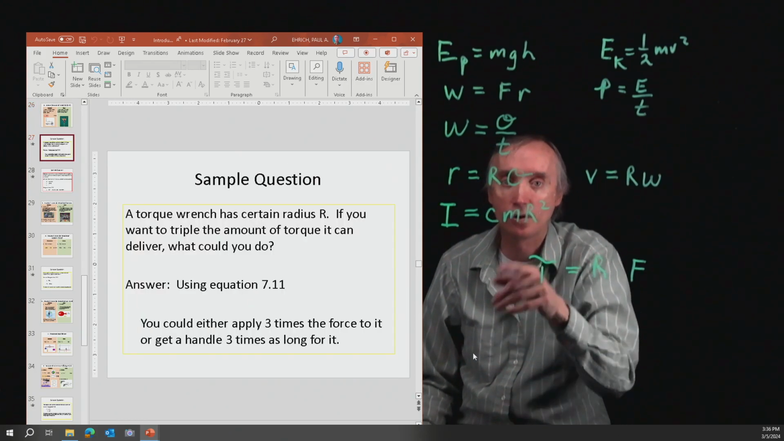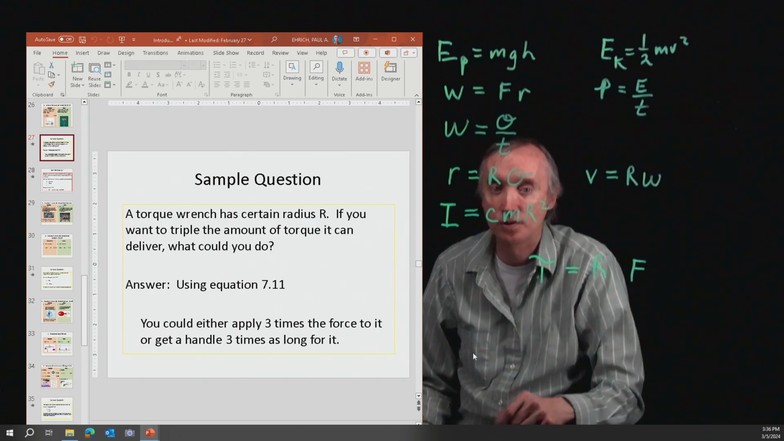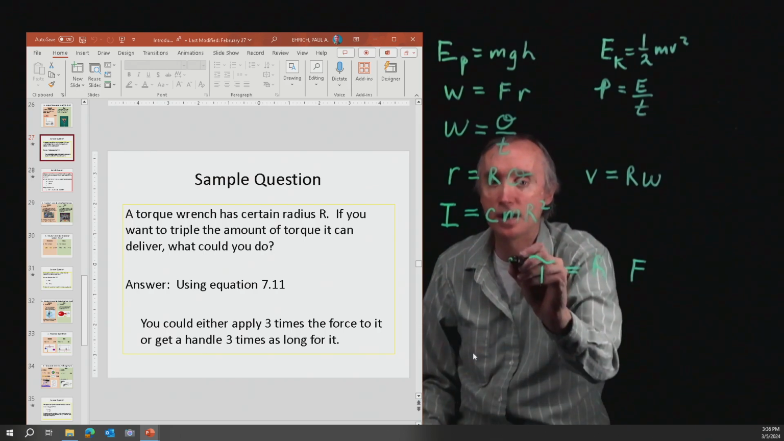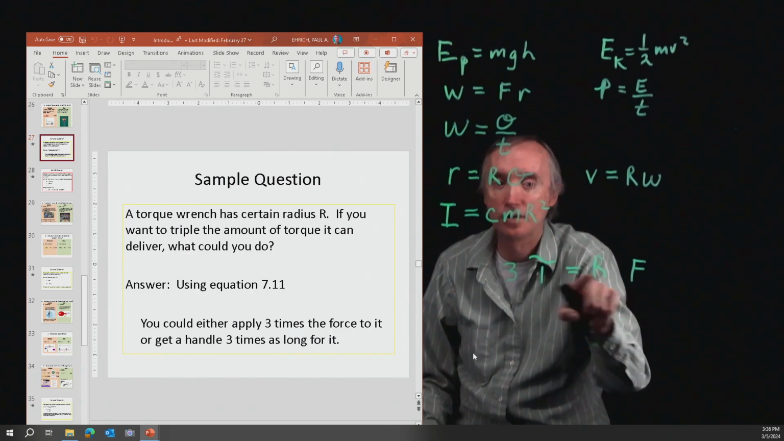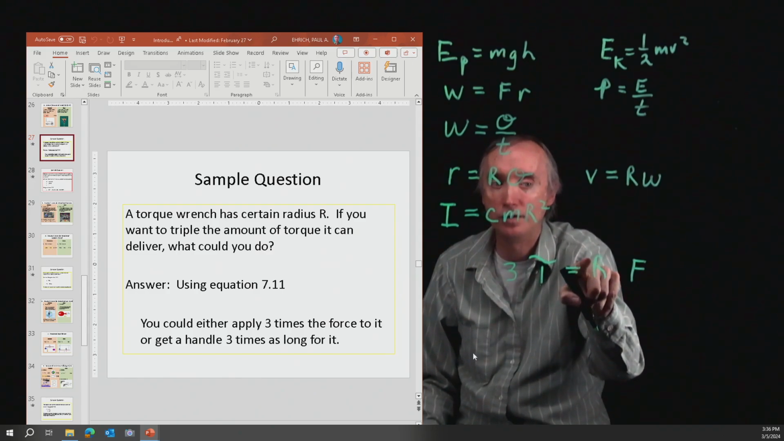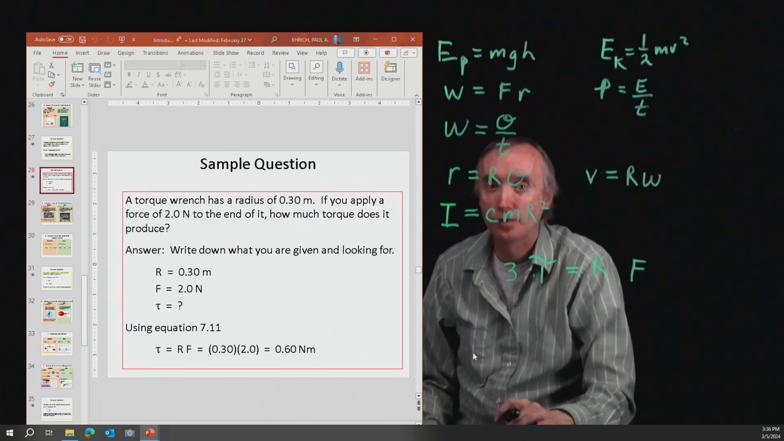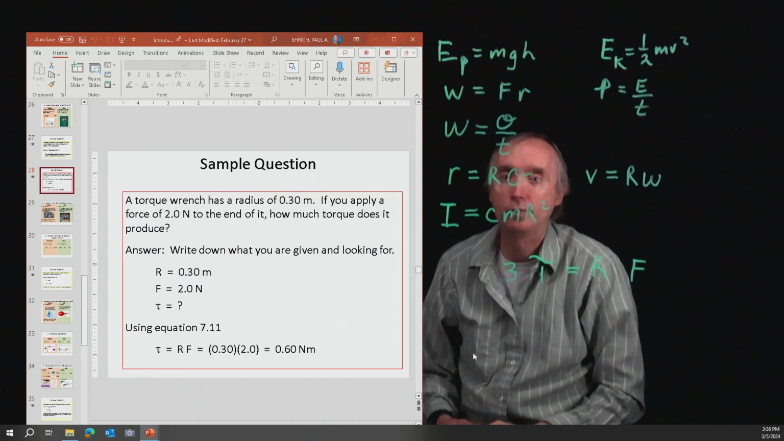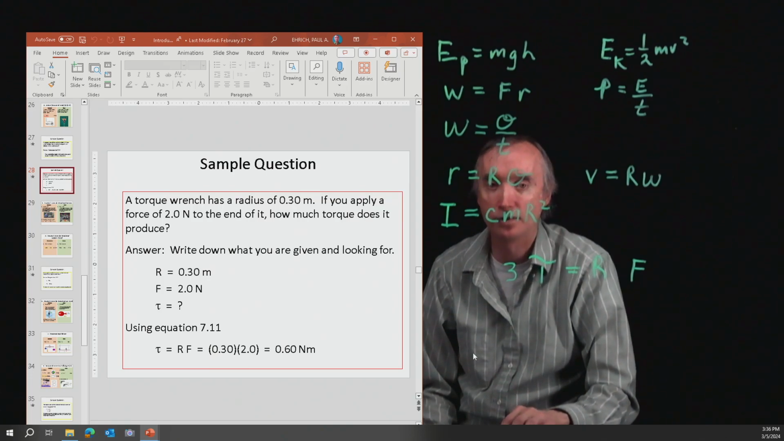So here is a torque wrench. And the question is, what happens if you want to triple the amount of torque? What could you do? This needs to be 3 times as much. So what could you do to this side so that it's 3 times as much? Well, you could use 3 times the handle, or it could be 3 times the force.